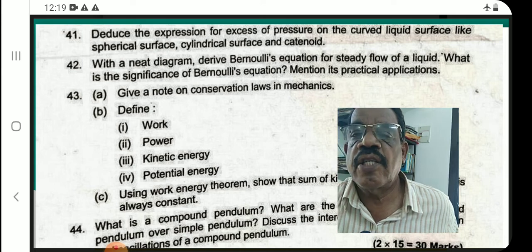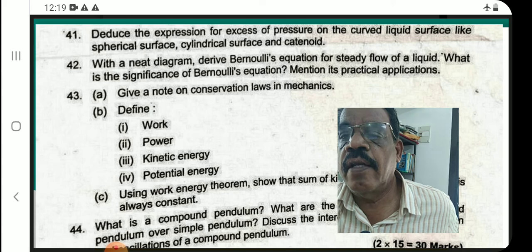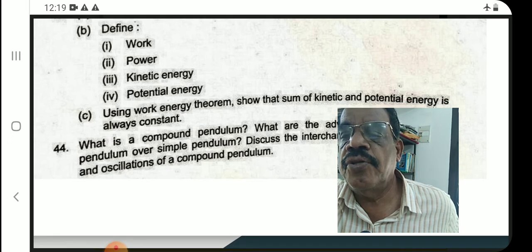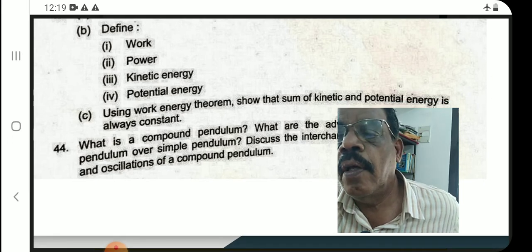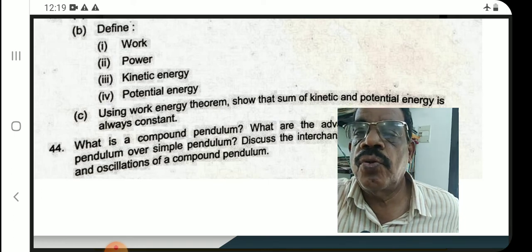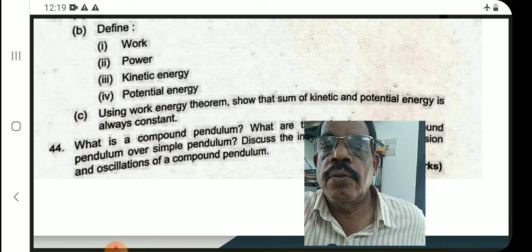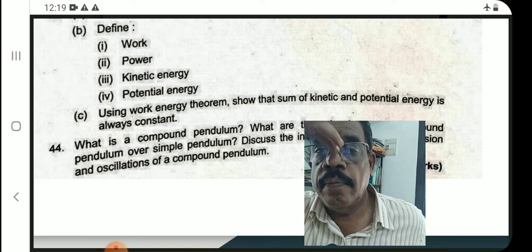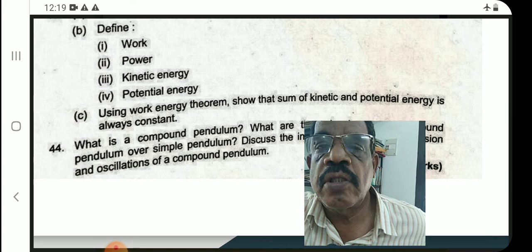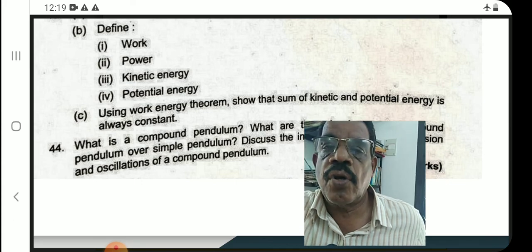Number 43. A, give a note on conservation laws in mechanics. B, define 1 work, 2 power, 3 kinetic energy, 4 potential energy. And C, using work energy theorem, show that the sum of kinetic energy and potential energy is always constant.